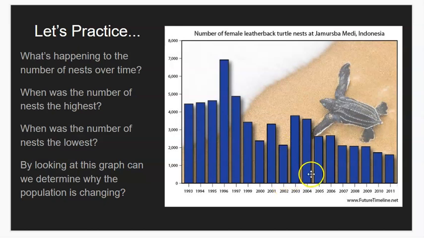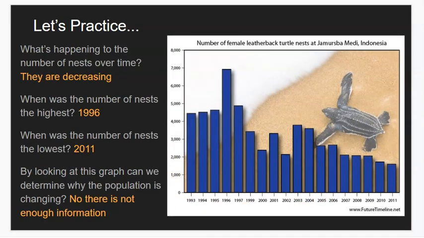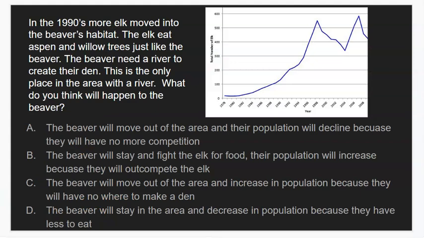That's when we, oh wait, no, maybe 2011 is shorter. 2011 is the lowest, and then we don't know why anything's happening because we don't have any more data, okay? So let's see if I did that right. Yep, okay, they're decreasing. 1996 is the high, 2011 is the low. Okay, let's take a look at this one.